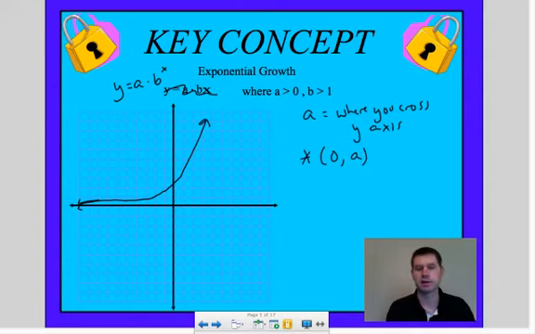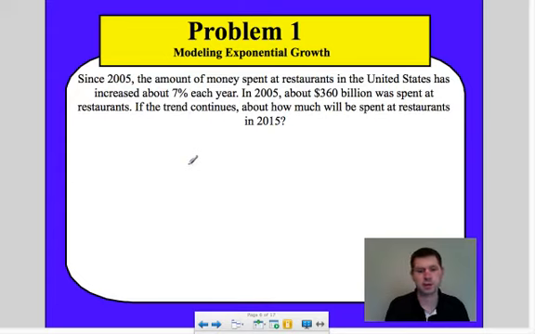Alright, so we look at problem 1 here. Since 2005, the amount of money spent at restaurants in the United States has increased about 7% each year. In 2005, about $360 billion was spent at restaurants. If this trend continues, how much will be spent at restaurants in 2015? Okay, so we know that the restaurants are increasing at about 7% each year. We know that in 2005 there was a total of $360 billion spent.